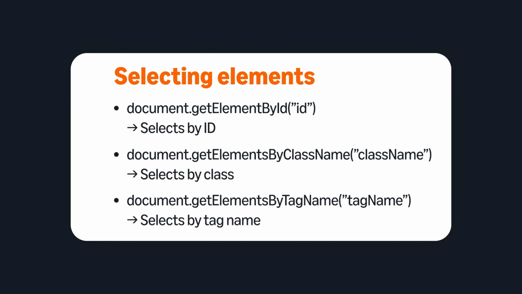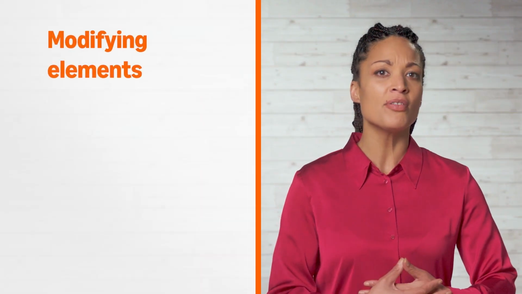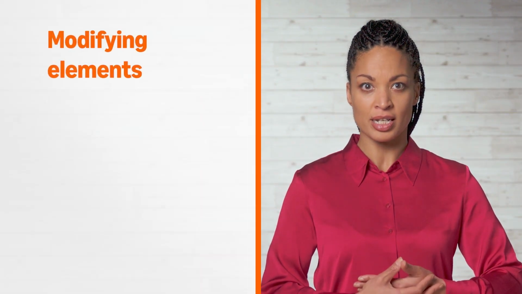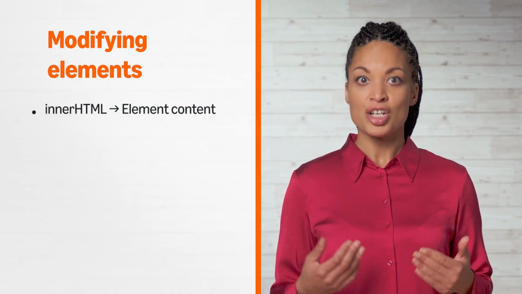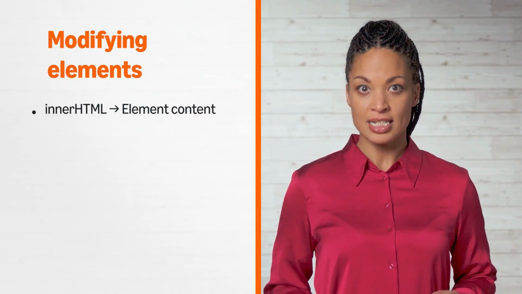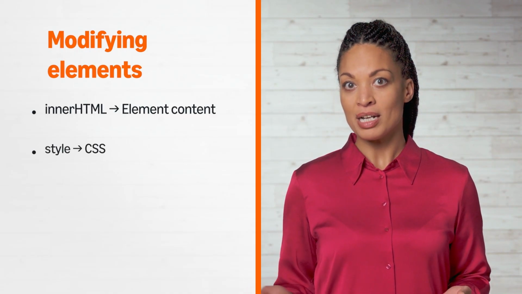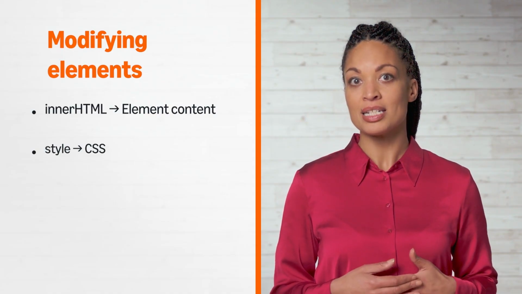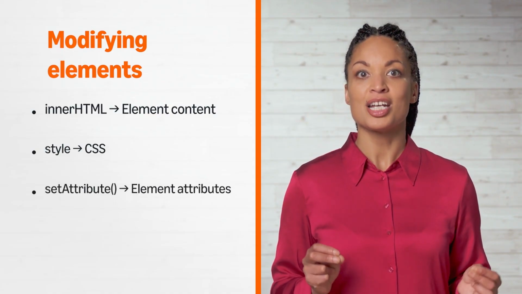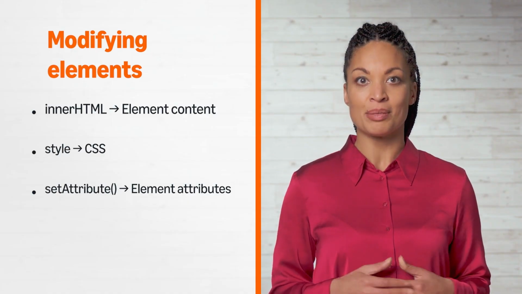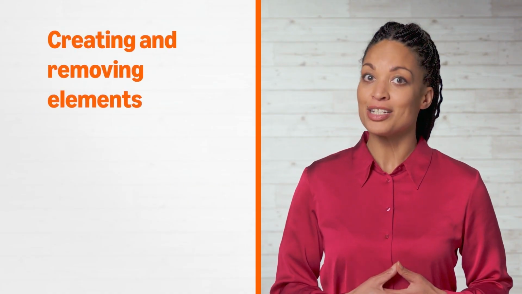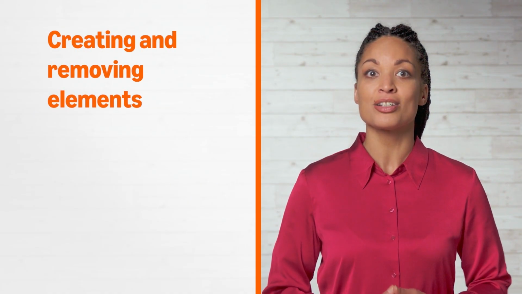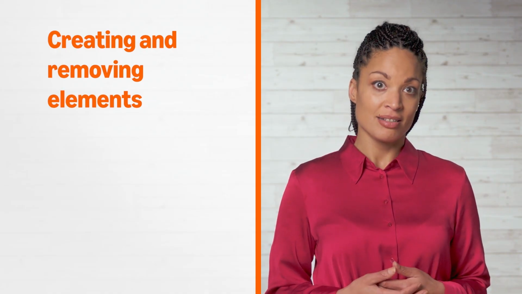document.getElementsByTagName selects all elements with a specific tag name, such as p, div, and so on. You can modify elements to change their content or styling. innerHTML changes the content inside an element. style modifies the CSS styles of an element. setAttribute changes the attributes of an element. And you can create and remove elements to add new content or delete existing content.